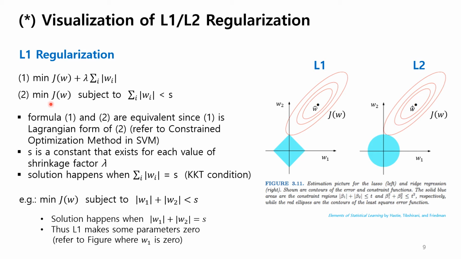In the constraint optimization method, we have two formulas. Formula 1 is the Lagrangian form of formula 2, and this one has its own answer, and this one has its own answer. Their answers are not necessarily the same. Sometimes their answers are different, but there are cases where the answers are exactly the same. That is when what are called the KKT conditions are satisfied. So these two answers are originally different, but when a certain condition is true, their answers are the same. That condition is called the KKT condition.